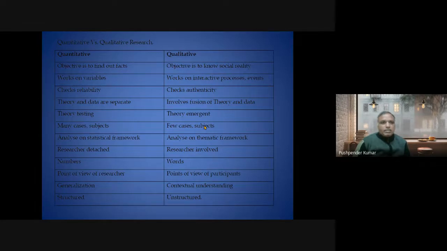In quantitative, theory and data are separate. In qualitative, it involves fusion of theory and data. So here you can see others also. Quantitative is in terms of numbers, qualitative in terms of words, right? Quantitative is a bit structured, and qualitative is unstructured.